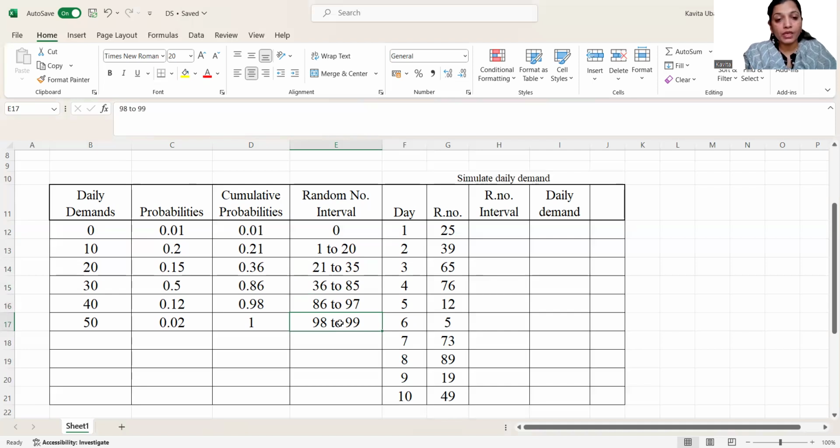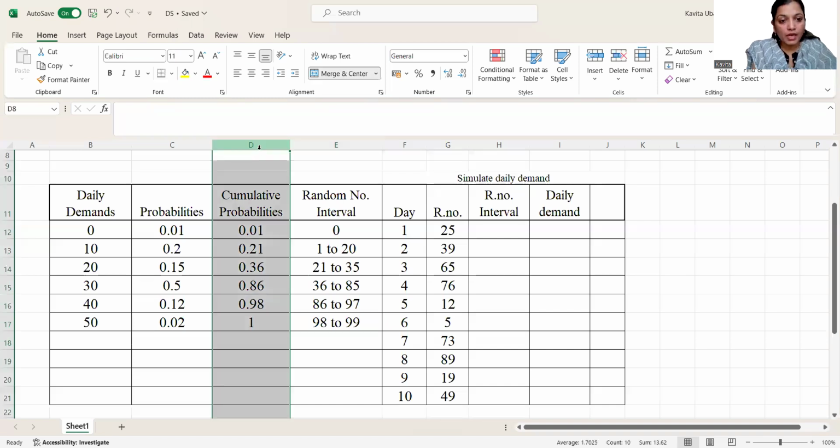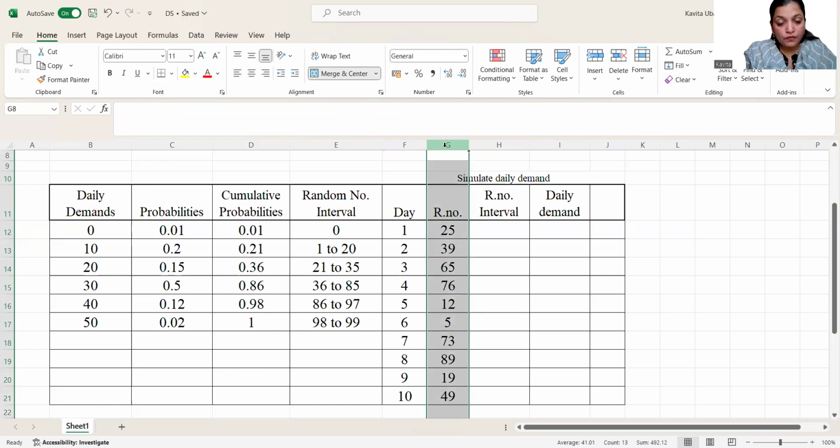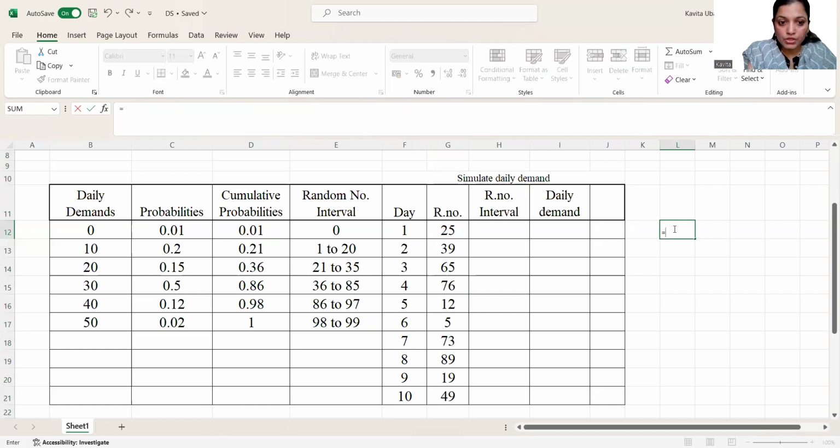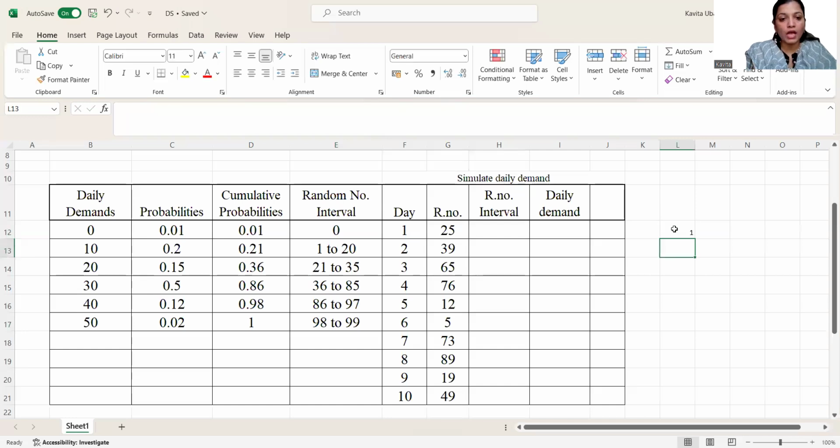Now, how have we calculated this random number interval? You have column D, which is your cumulative probabilities. As all the random numbers given in column G are between 0 and 99, the first 100 number intervals will be applicable here. So we need to multiply. Here I'm going to do the calculation. 0.01 multiplied by 100. Your answer will be 1.